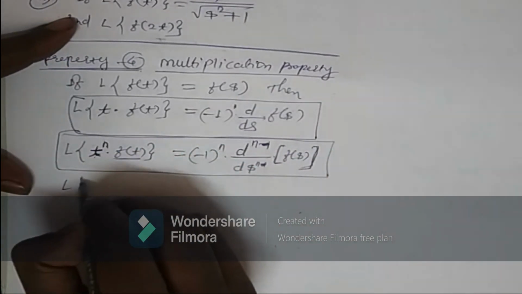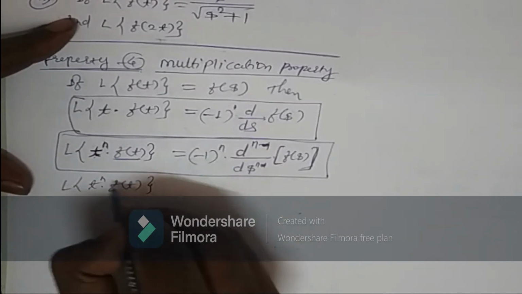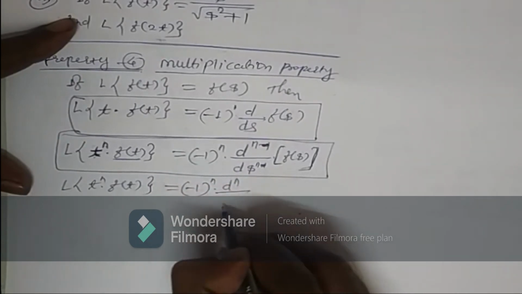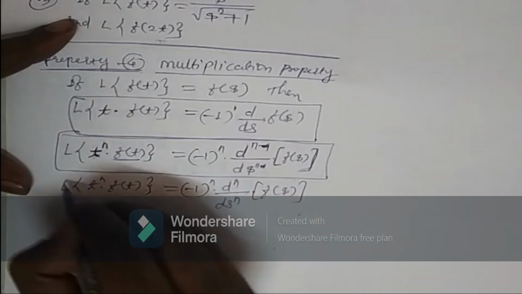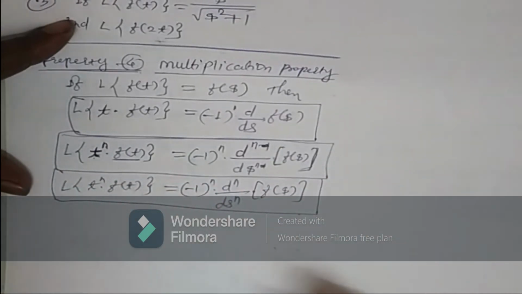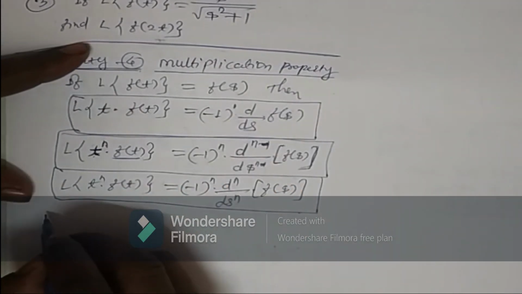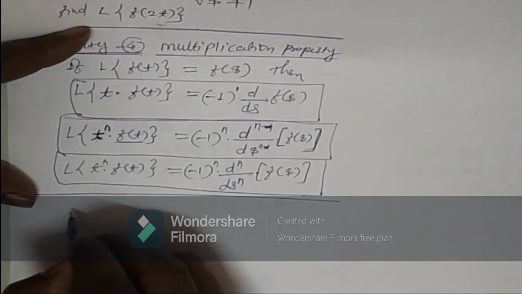I will write this separately. The Laplace transform of t^n into f(t) is equal to (-1)^n into d^n upon ds^n of F(s). Remember this. Now let us solve an example on this, and after that you will understand easily. Let us see example number 1.